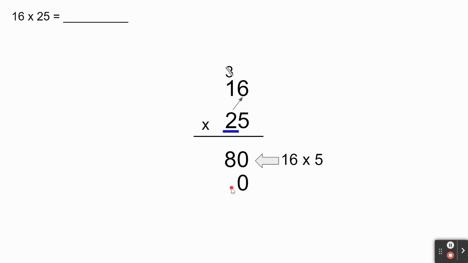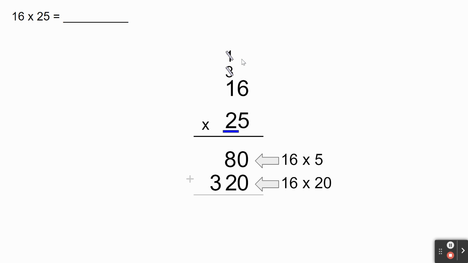First, we're going to multiply 2 times 6, since the 6 is in the ones place. 2 times 6 is 12, so we'll place a 2 down at the bottom and regroup the 1 on top of the next place value that we're multiplying. Next, we're going to multiply 2 times 1, which is 2, plus the 1 we regrouped, which is 3. So we know that 16 times 20 is 320.